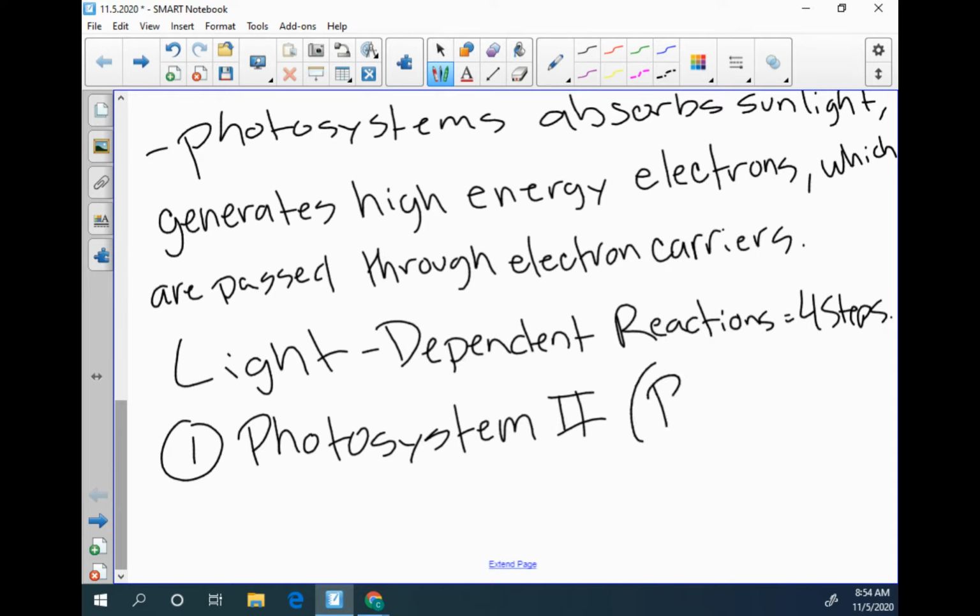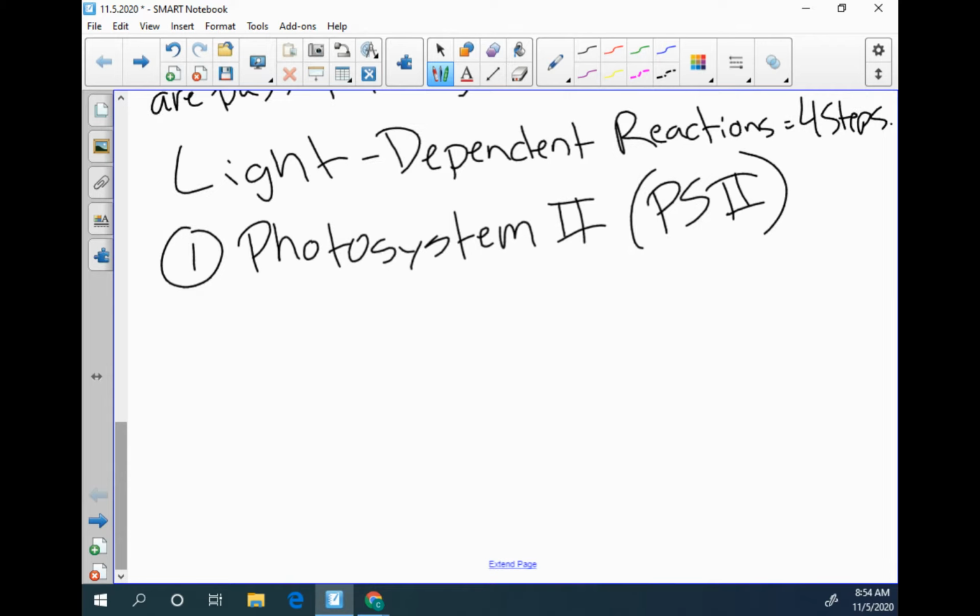We will also call that PS2. Try not to get it confused with PlayStation 2s, even though they are really fun. So, photosystem 2 happens first. That is the first step in the light reactions. It absorbs light. Because it's got those chlorophylls. Which means we raise the electron energy.